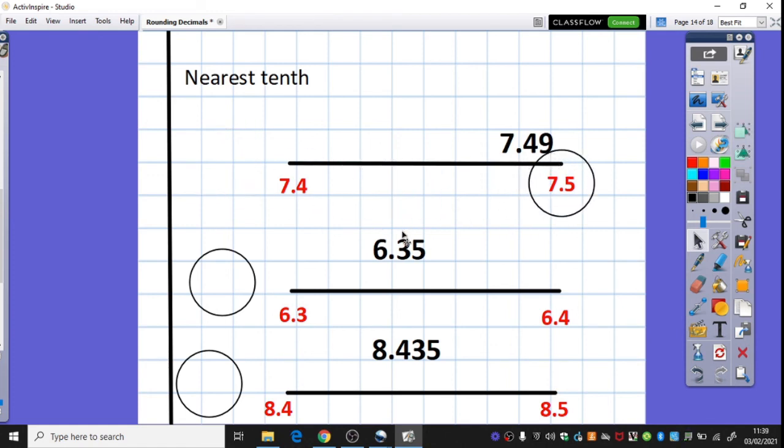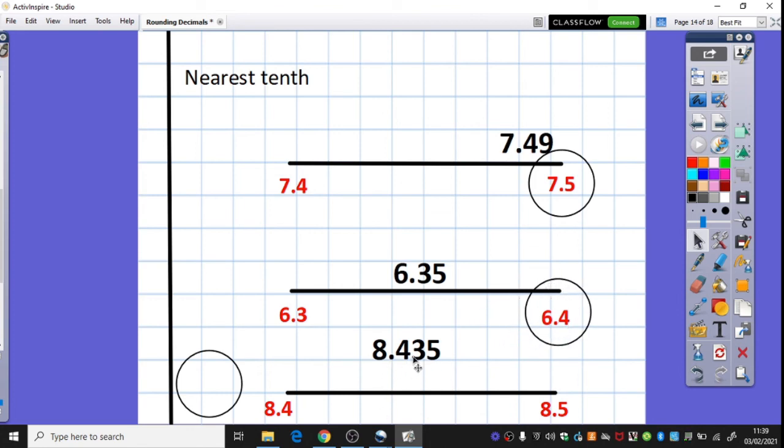We've then got 6.35, so we've got 6.3 as the tenths before, 6.4 as the tenths after. We're going to look to the column to our right, which is a 5. That actually puts us dead on halfway. Remember we said 5 or above, 5 high 5, 5 or above we round up high.